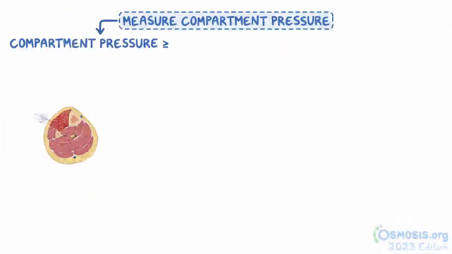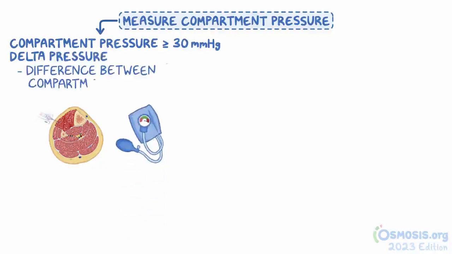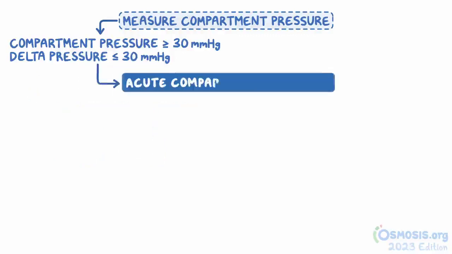Alright, now that you have measured the compartment pressure, let's talk about the results. If your patient's compartment pressure is greater than or equal to 30 millimeters of mercury, or if the delta pressure, which is the difference between the compartment pressure and the patient's diastolic blood pressure, is less than or equal to 30 millimeters of mercury, then you can diagnose acute compartment syndrome.